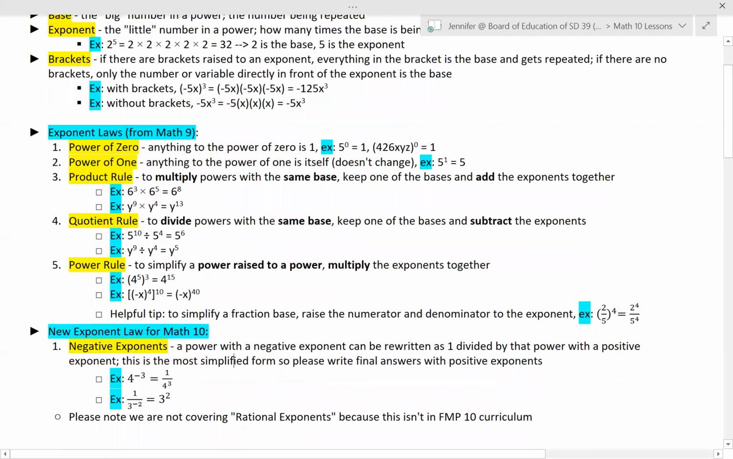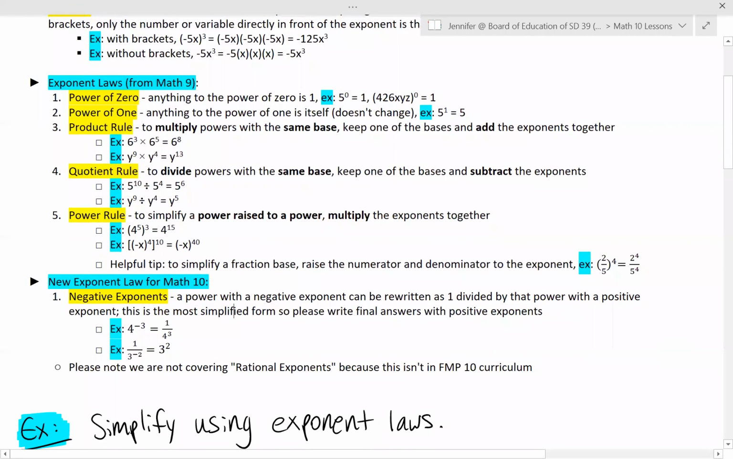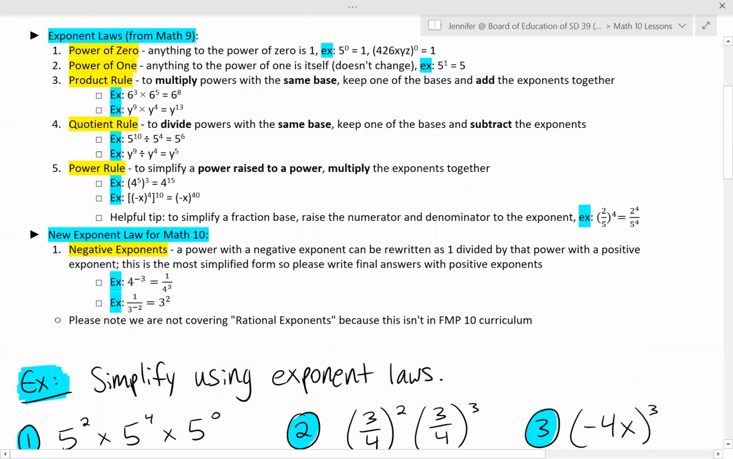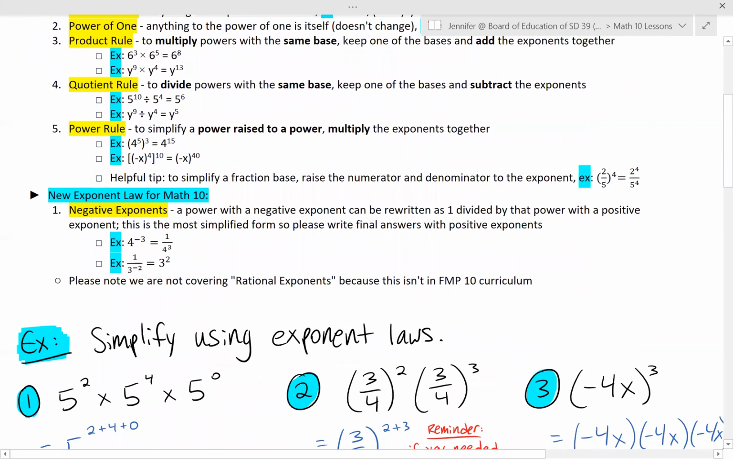Something to note is that we are not covering rational exponents, which is in the Michelson 10 book, so please ignore that. That is not in the Math 10 curriculum. Let's do some examples. There's a lot of examples here, so I'll go through some of them quickly, but you can review them in more detail on your own.